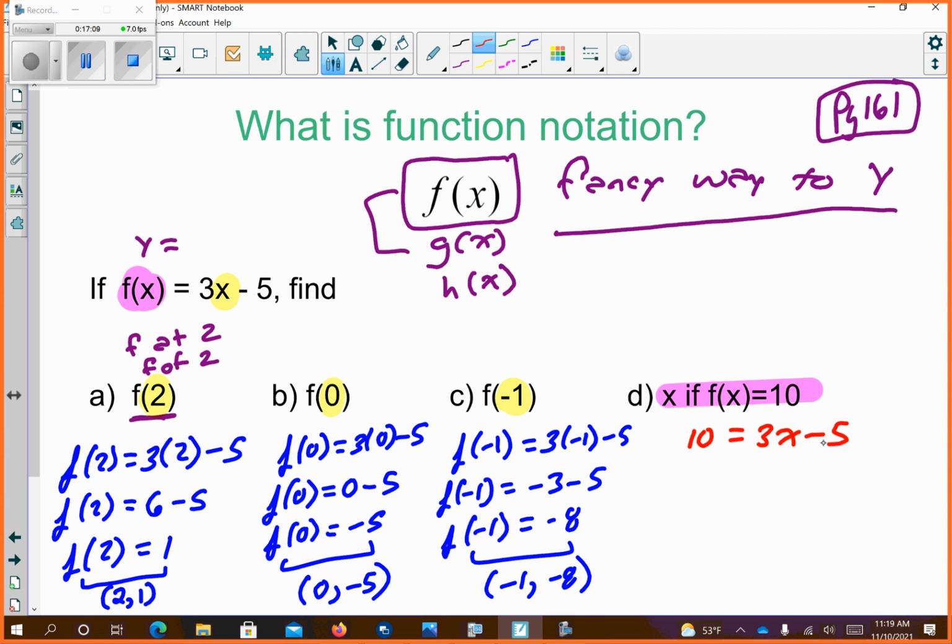And then I just need to solve this like the first couple of weeks of our class. So add 5 to both sides. I get 15 equals 3x. Divide by 3. And that gives me x equals 5, which means the point 5 comma 10, because remember I said f at x is like a fancy way to say y. So that's like saying y equals. So that's how we get that point.